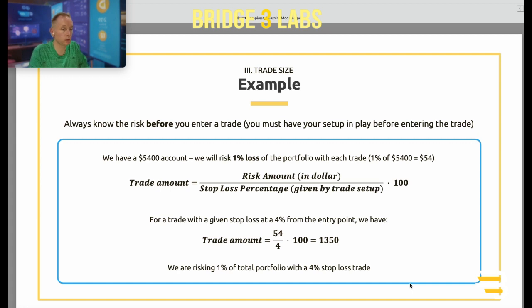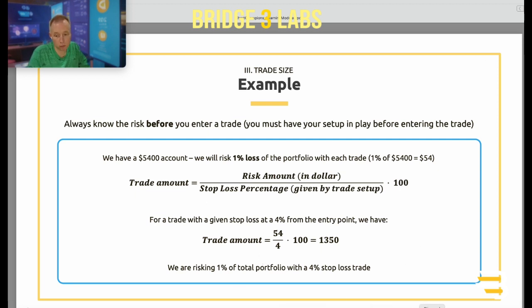So then how do we calculate that? We take our trade amount, which equals our risk amount in dollars divided by our stop loss percentage, times 100. So for a trade with a given stop loss of 4% from the entry point, we have 54 divided by 4 times 100 equals 1350. So that tells us exactly where we have our stop loss to give us that 4% risk. We're risking 1% of our total portfolio with a 4% stop loss.